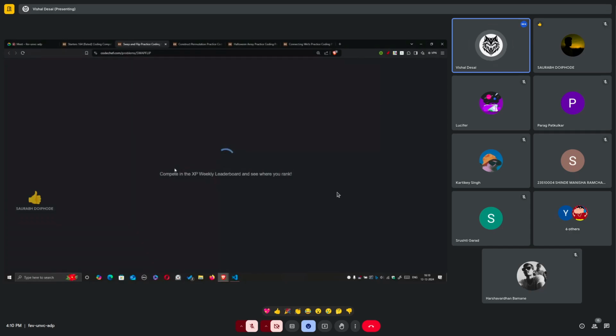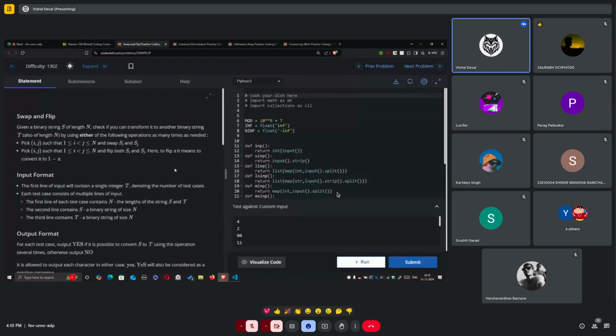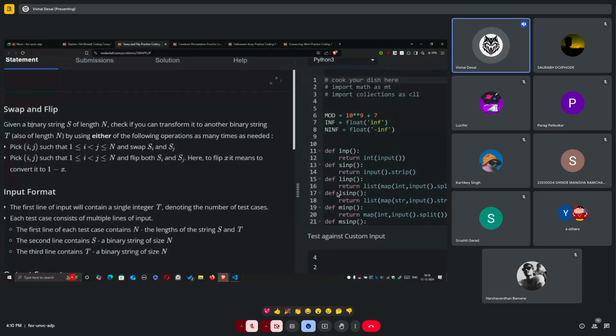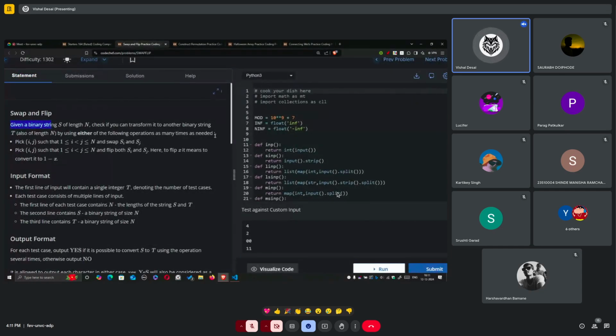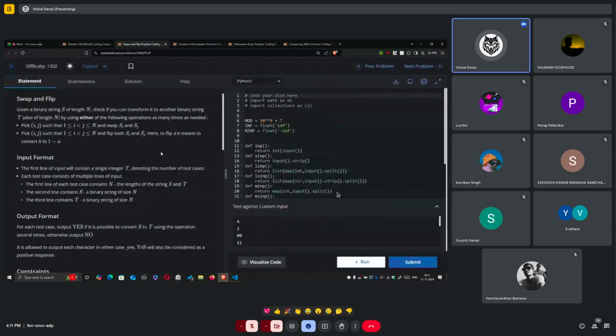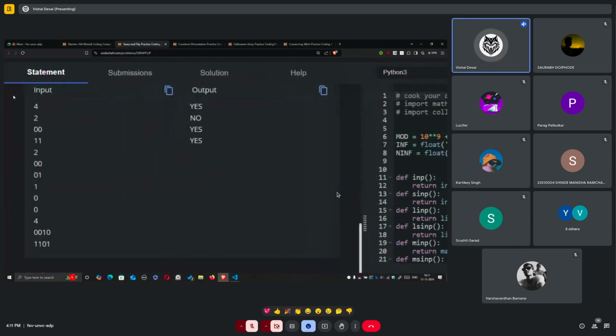So the first question is swap and flip. The question says that given a binary string of length n, check if you can transform it to another binary string that is t. You can perform either of the two operations: pick two distinct indices i, j and swap s_i and s_j, or choose two distinct indices and flip both of them. That is, if it is 1, convert it to 0, or if it is 0, convert it to 1. Let's take an example.